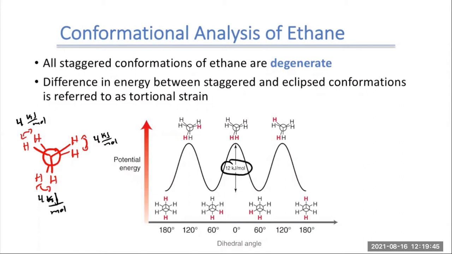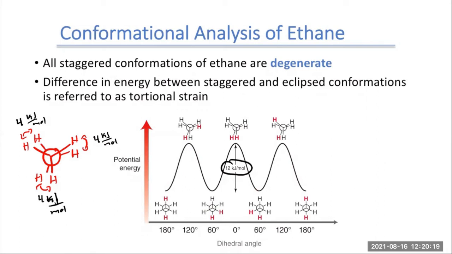So the energy difference, because of the torsional strain between those hydrogens interacting, staggered versus eclipsed, is 12 kilojoules per mole. So it costs 12 kilojoules per mole to go to this eclipsed conformation. And then if I take that front hydrogen and I rotate it 60 more degrees, now I'm back in a staggered. You go back to eclipsed, staggered, eclipsed, staggered. So you can see it keeps going back and forth. And we've rotated all the way around.